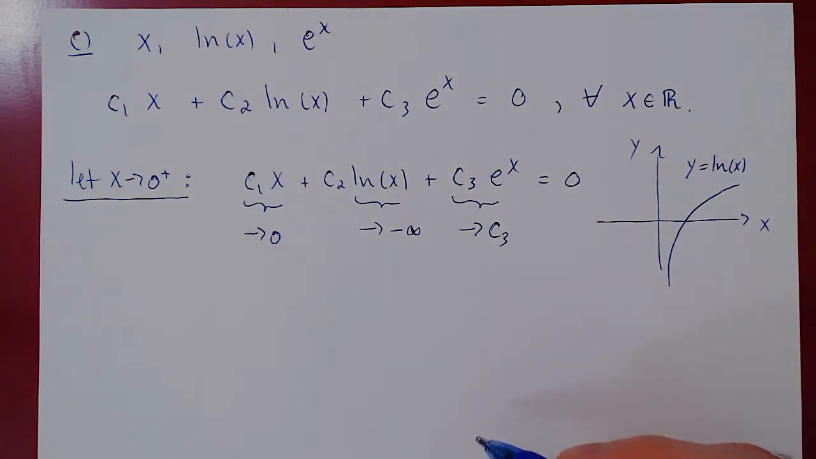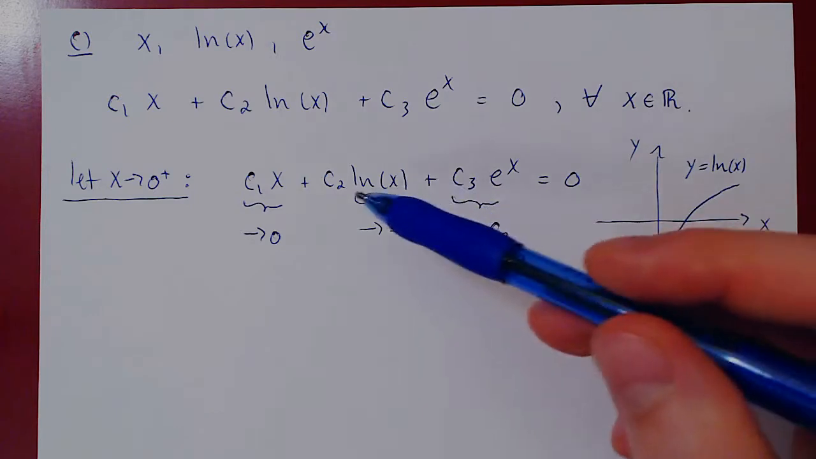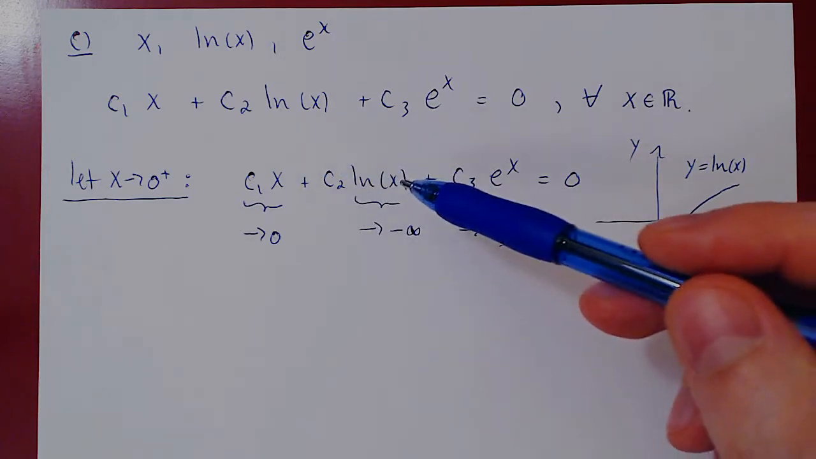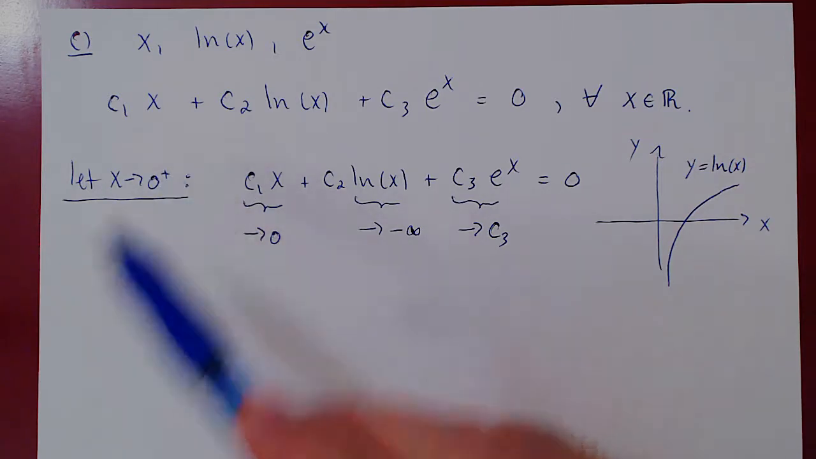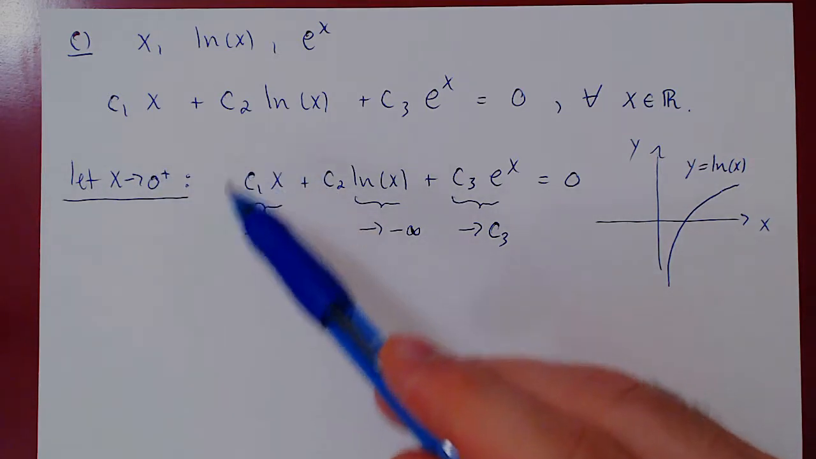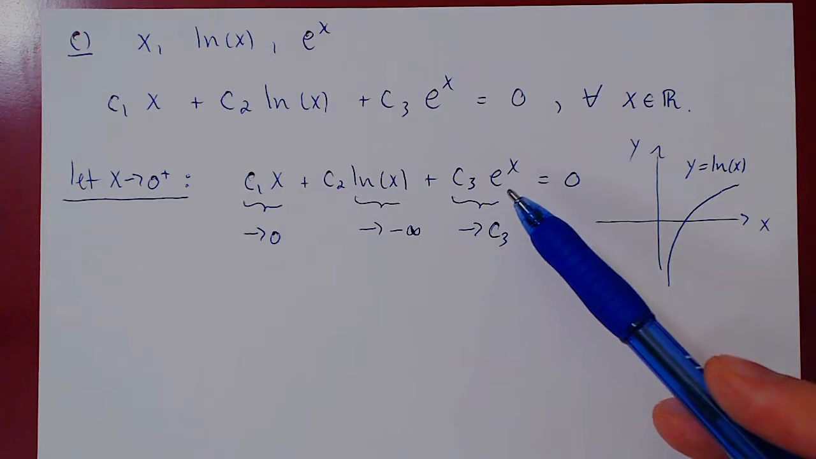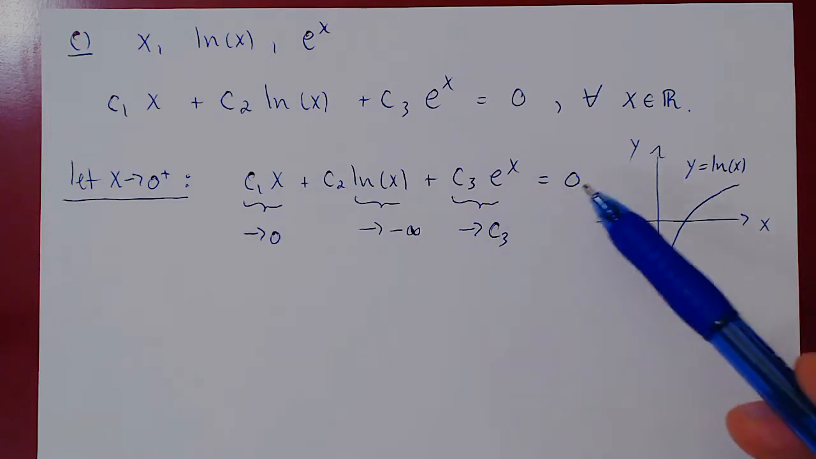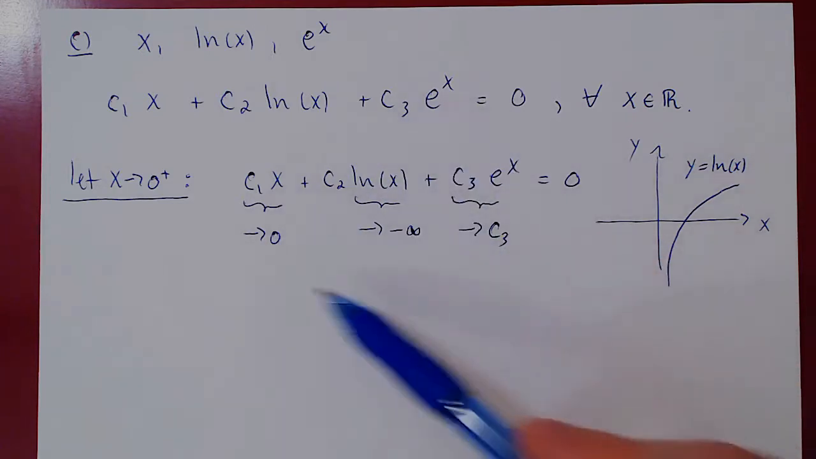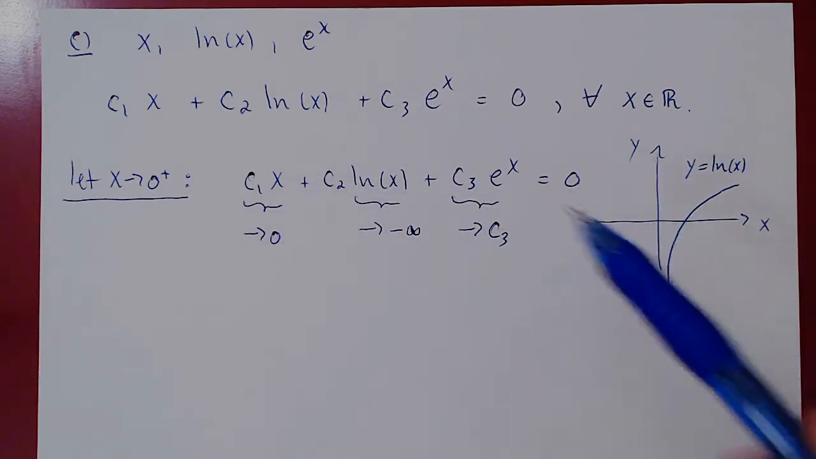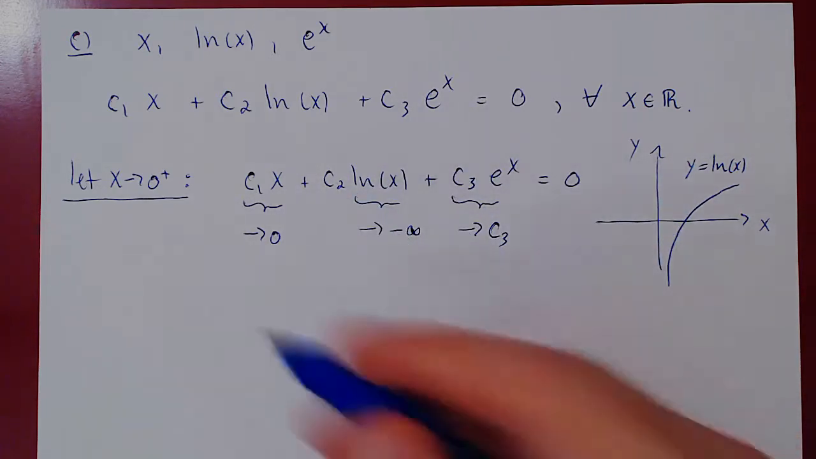But now there's a problem. If c2 is not 0, either positive or negative, the term c2 ln of x will be approaching positive or negative infinity as x approaches 0 from the positive side. But as these two terms remain bounded, the result can't be 0. Because these are bounded, this one blows up, the whole thing must blow up. That's a contradiction, therefore c2 has to be equal to 0.